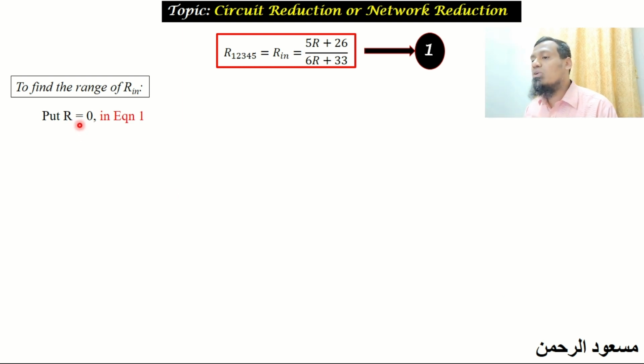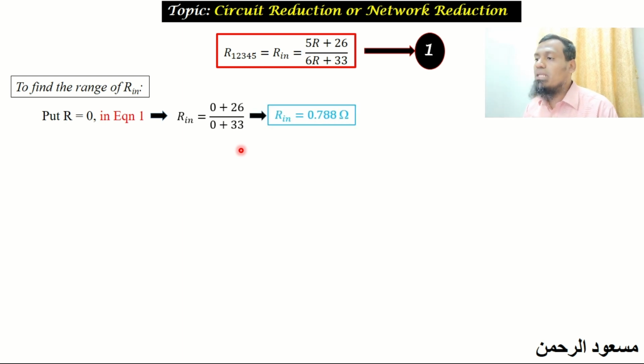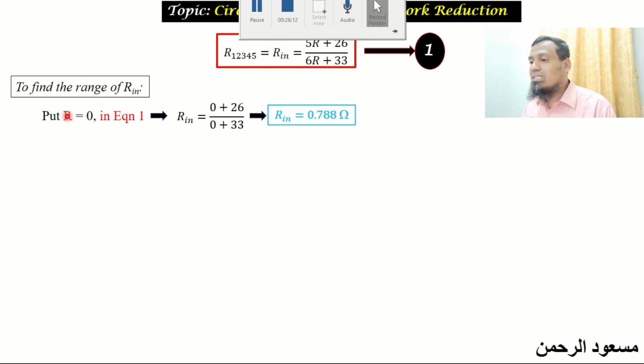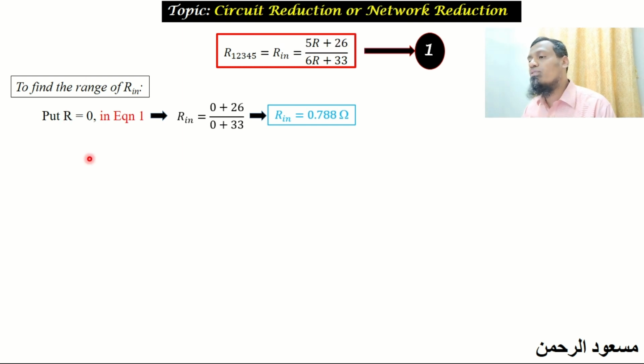The minimum value of R is nothing but 0. Put the R value to be 0 in equation 1, with which you will get the Rin value to be 26 by 33. You can calculate it to be Rin equal to 0.788 ohm, for the minimum most possible value. Next, we are going to find the maximum value of Rin.